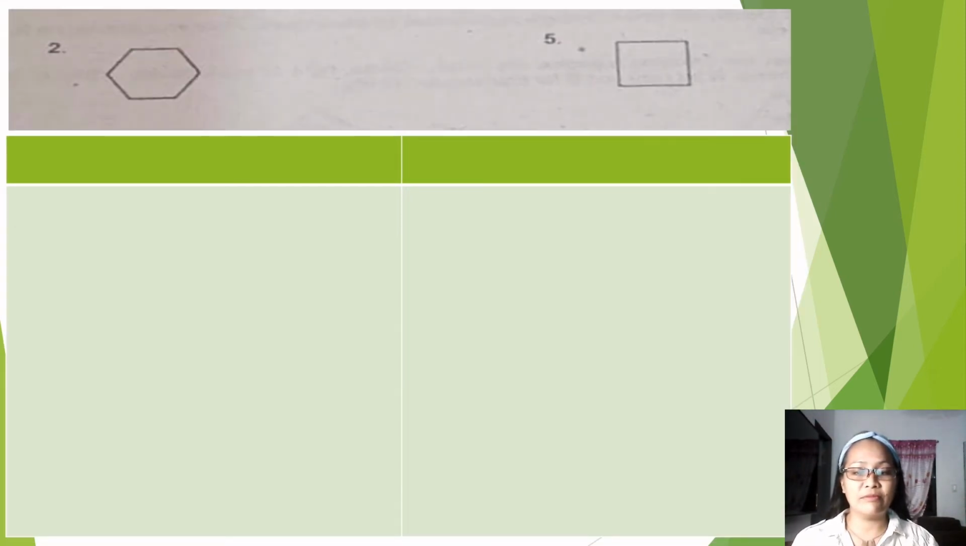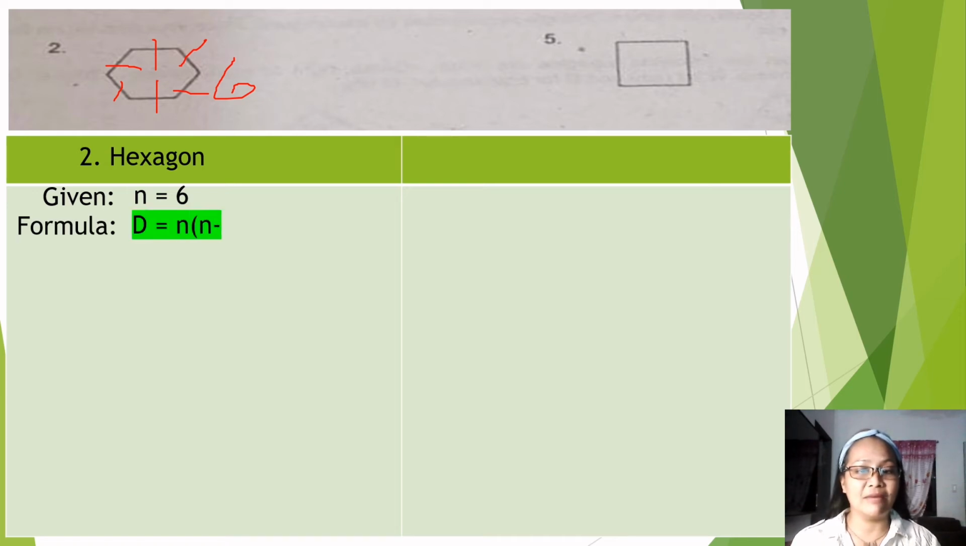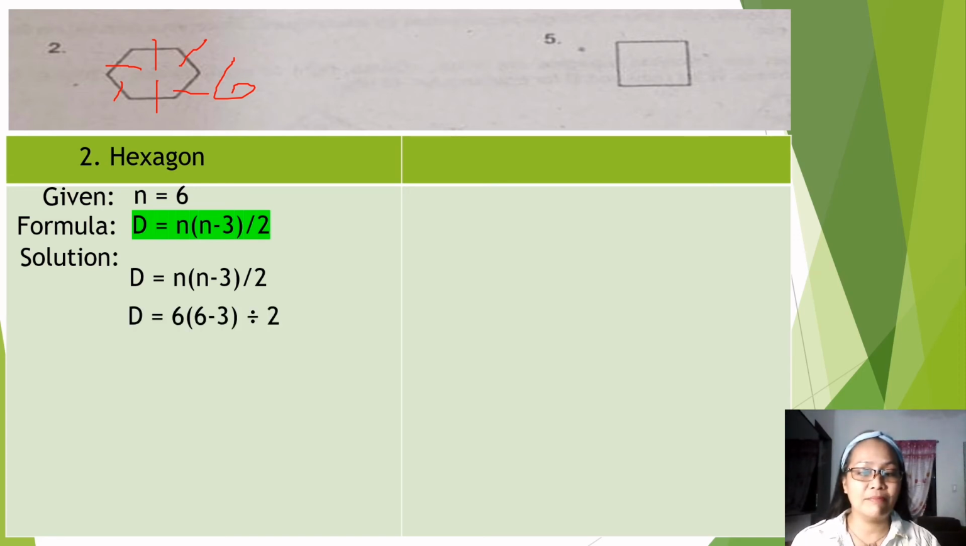Next example. First, we need to count the number of sides. So 1, 2, 3, 4, 5, 6. It is a 6-sided polygon and we call it hexagon. And of course, our given n is equal to 6. For our formula, we have d is equal to n times (n minus 3) divided by 2. And for our solution, of course, we need first to copy the formula as our guide and then substitute the given. Therefore, we have d is equal to 6 times (6 minus 3) divided by 2.